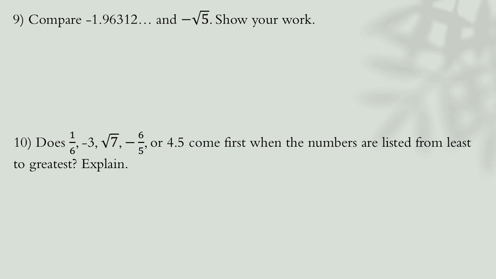I would love for you to tell me the answer. Negative 1.963 1/2 is the greatest. And the square root of 5 is 6. Good. It is greater than the negative square root of 5.